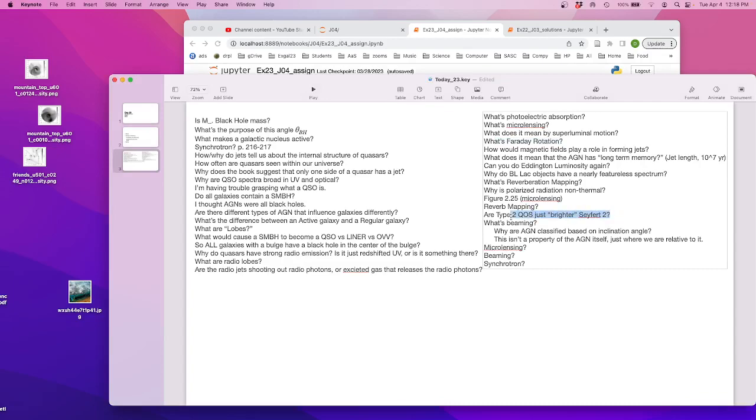Are type 2 QSOs just brighter Seyferts? Yeah, as near as I can tell, a type 2 QSO is like a really bright Seyfert 2. I'll go through that in a minute. I just talked about beaming.